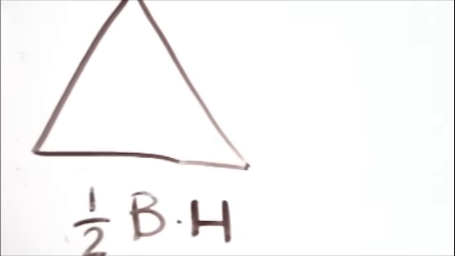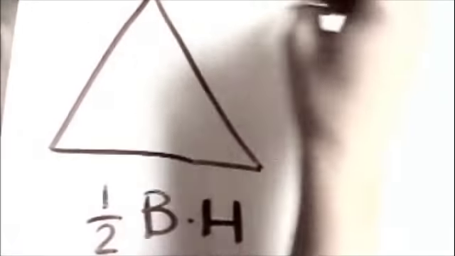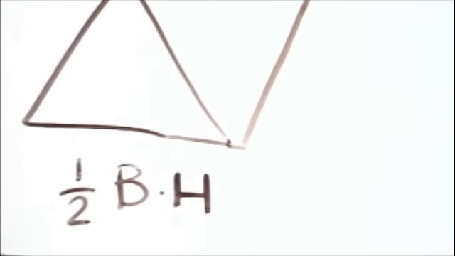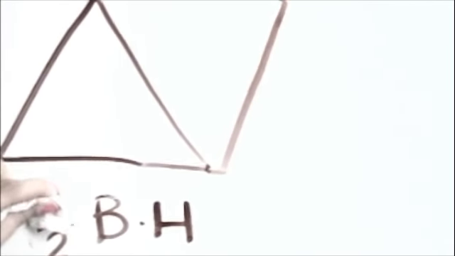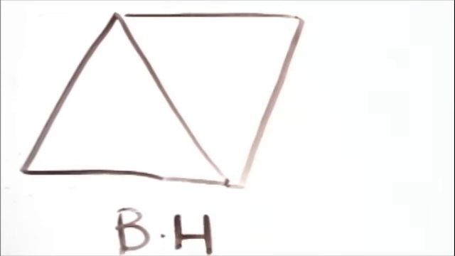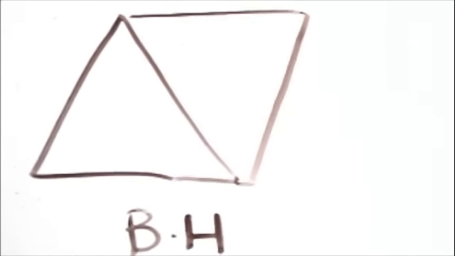Half base times height equals the formula to find the area of a triangle. But if we add another triangle, that equals a parallelogram. So technically, a parallelogram can be just base times height without dividing it by 2. That's why the formula of a parallelogram can be derived from the formula of a triangle.